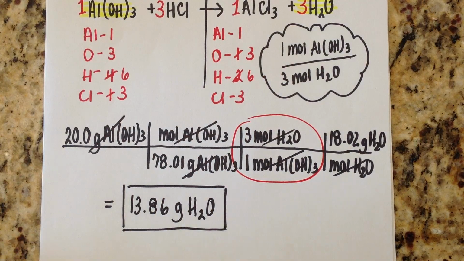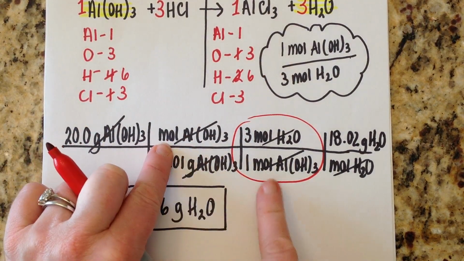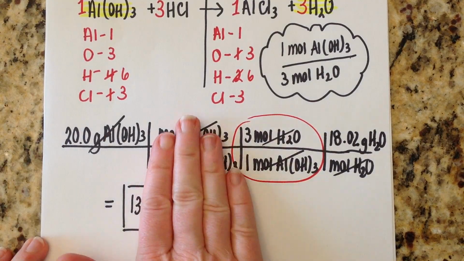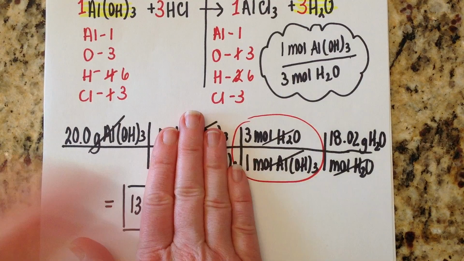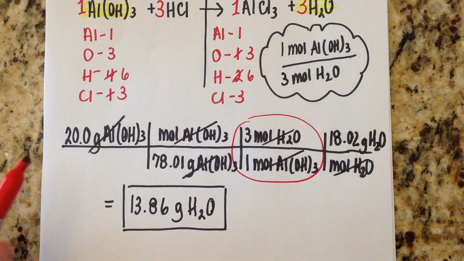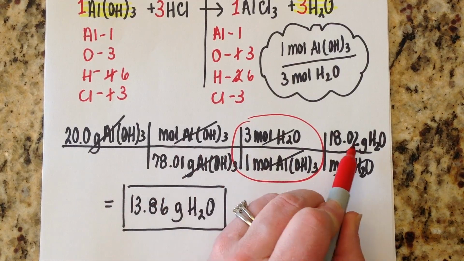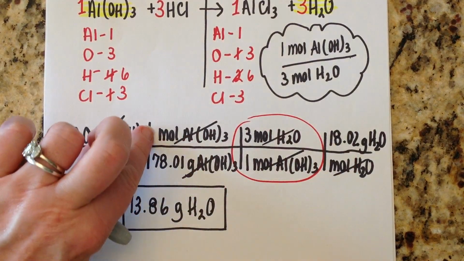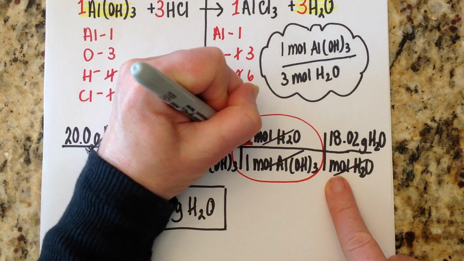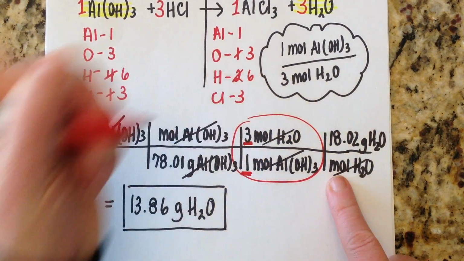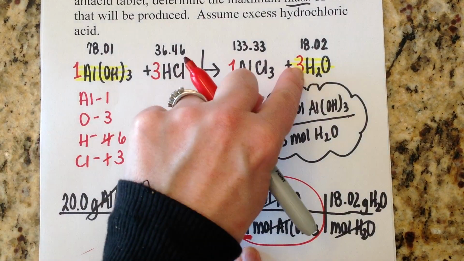You absolutely have to convert your given to moles so that this mole will cancel with this mole. If you would have left this step out, you would have been trying to cancel a gram in a mole, and that's not going to work. Also, when you do that gram-mole conversion or mole-to-gram conversion, remember there's no number with the word mole. The mole-to-mole ratio is the only step where you use these numbers from your balanced equation.